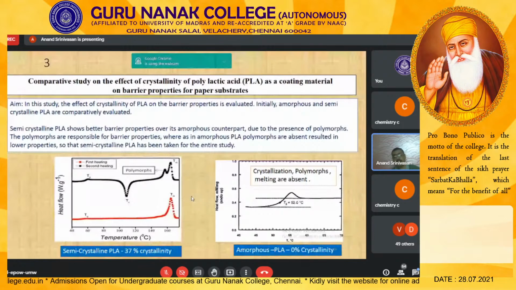As you can see, we have made a comparison between different PLA. We have used amorphous PLA and semi-crystalline PLA. Since it is used for barrier application, the amorphous PLA does not provide the properties that we wanted. Therefore, that was not considered. So we have used the semi-crystalline PLA, and this polymorphism is exhibited by semi-crystalline PLA when it is subjected to differential scanning calorimetry. This is a technique where you try to understand the polymorphism of your material.